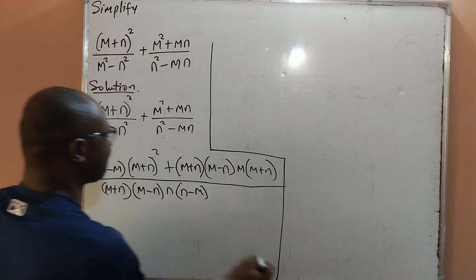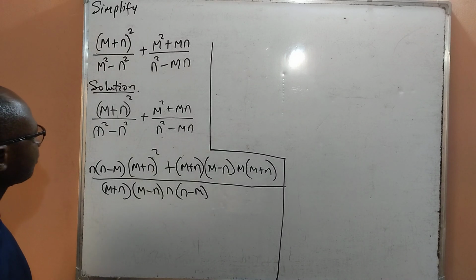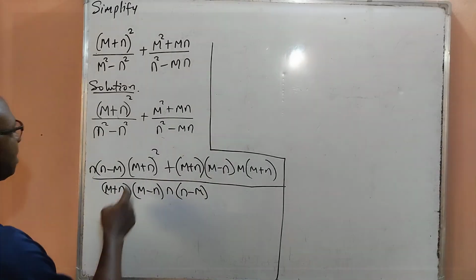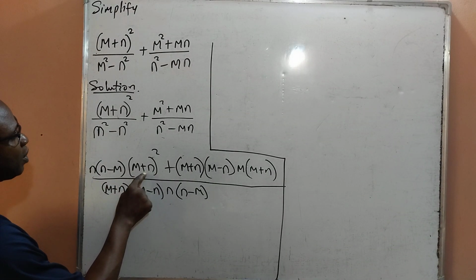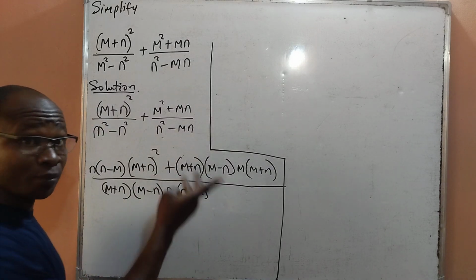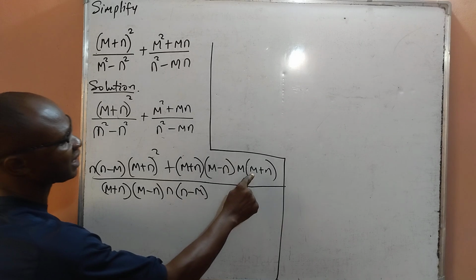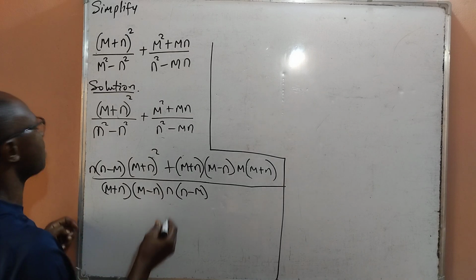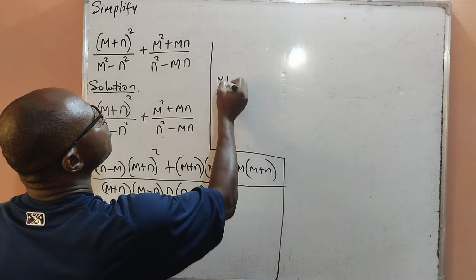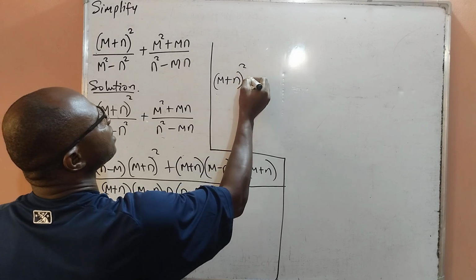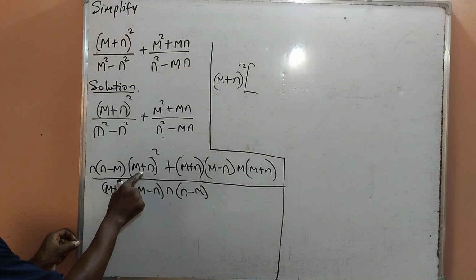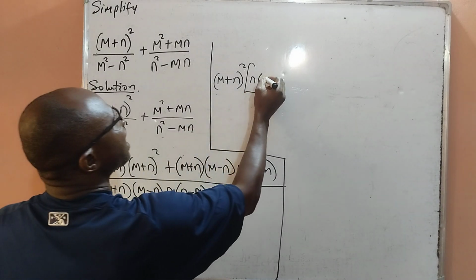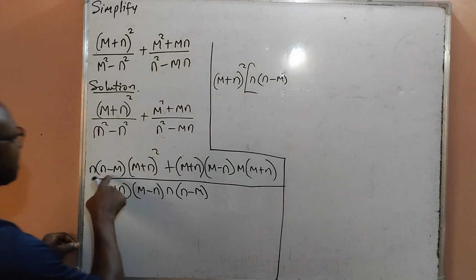Trying to simplify the algebra. If you look very carefully into what we have now, you can agree with me that by the left hand side I have (m plus n) squared, and by the right hand side of the numerator I have (m plus n) and another (m plus n). So I can factor out (m plus n) squared as what is common. Leaving me, if this is factored out, I have left n into (n minus m), and (n minus m). That is from this side.